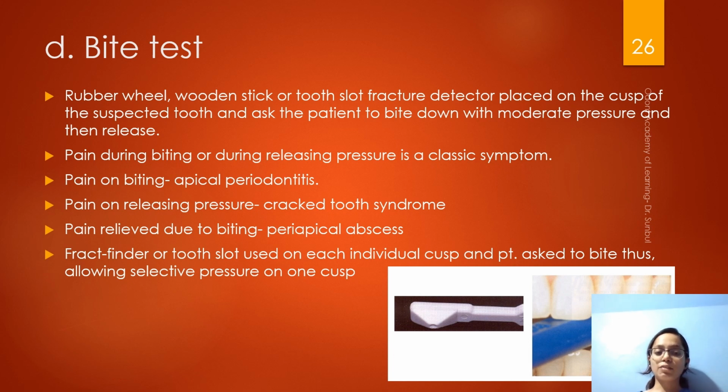There is a fract finder, the photo that is given of a tooth slot, which can be used for individual cusps as we ask the patient to bite, and then we can find the selective pressure on one of the cusps and we can find which particular region might be having it.